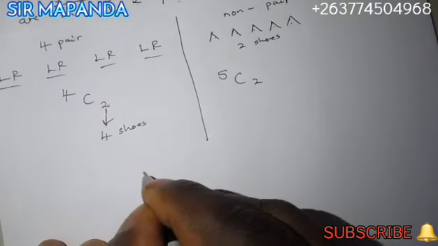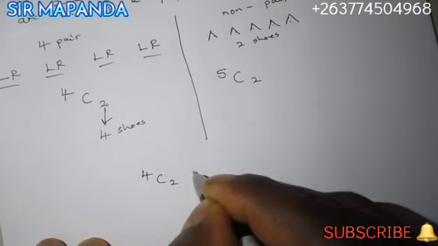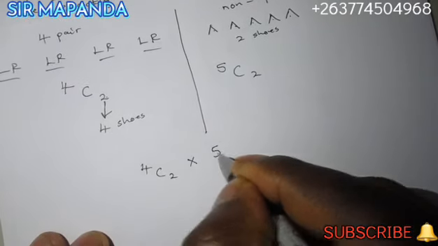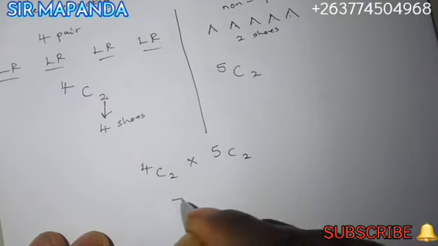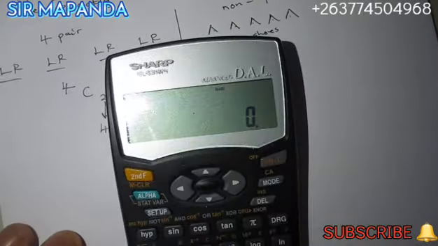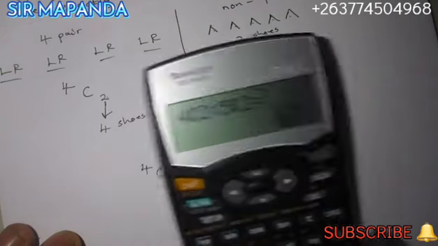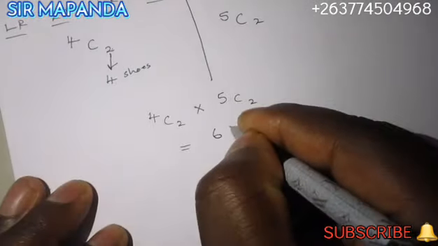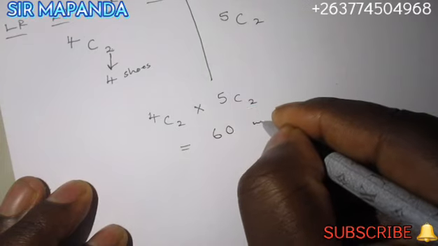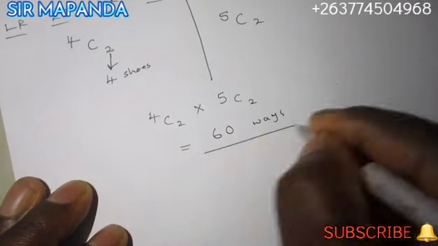So to find your answer, you simply multiply 4 combination of 2 with 5 combination of 2. I hope you are following. So 4 combination of 2 times 5 combination of 2, you get 60. So your final answer is 60 selections, or 60 ways. Then you are home and dry.